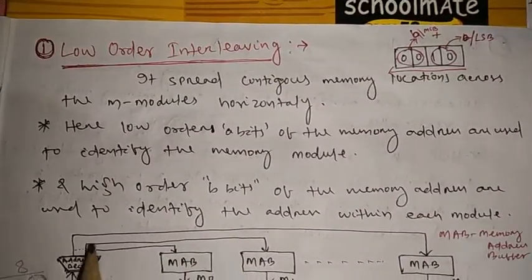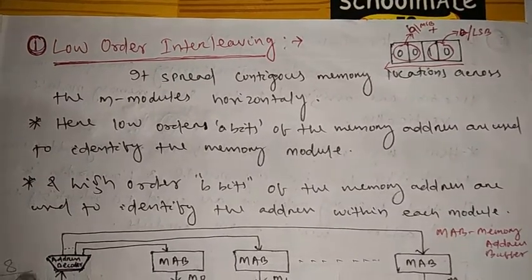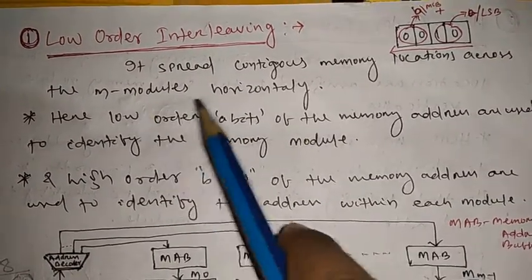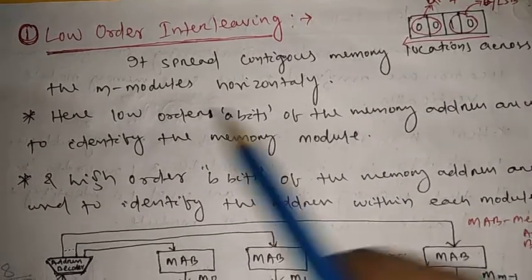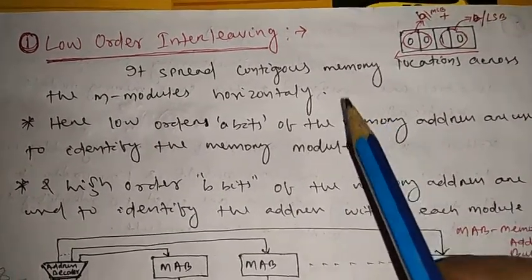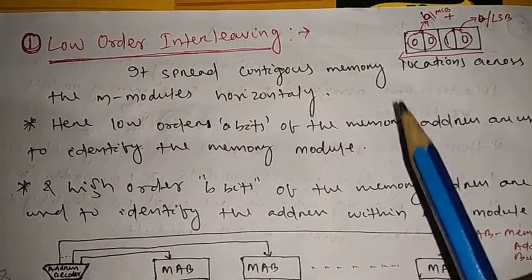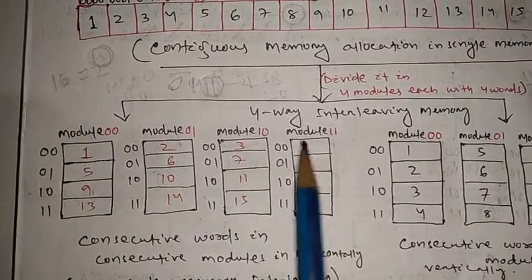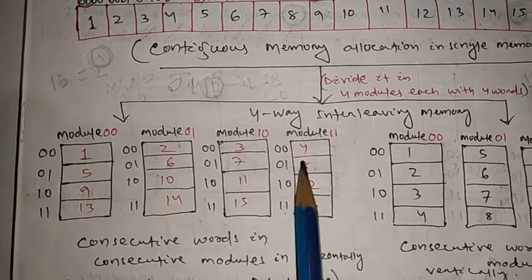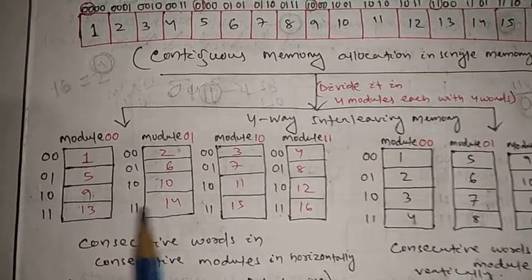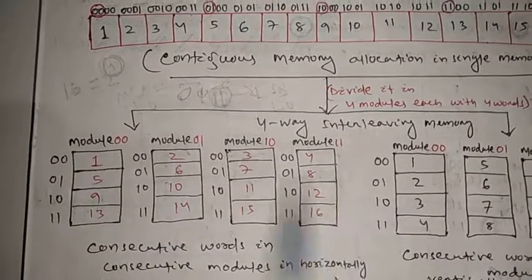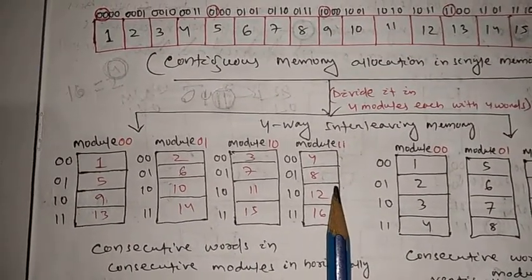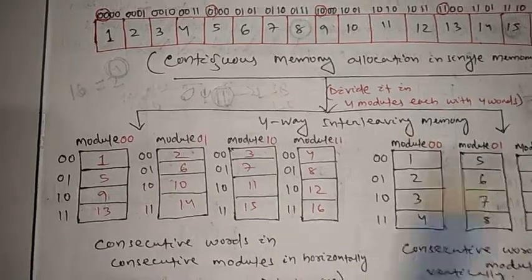Now coming to low order interleaving. Already I told you what low order interleaving means: it spreads contiguous memory locations across the m modules horizontally. So in low order interleaving, the words are stored in a horizontal manner. Look at this figure, the data are stored horizontally: 1 2 3 4, after that 5 6 7 8, 9 10 11 12, 13 14 15 16. So words are stored in a horizontal manner in low order memory interleaving.